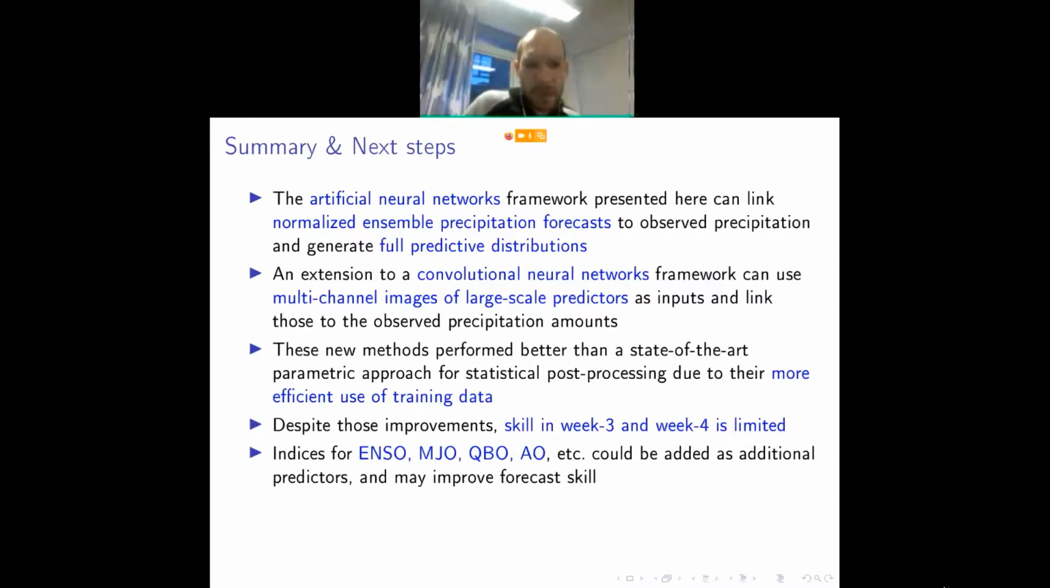As I said before, the skill is still limited. In weeks 3 and 4, we managed to always beat climatology, which is the minimal bar, but sometimes we're not far above that bar. And so the next step would be to explore whether additional predictive information could be useful and could be integrated to increase the subseasonal forecast skill at the longer lead times.